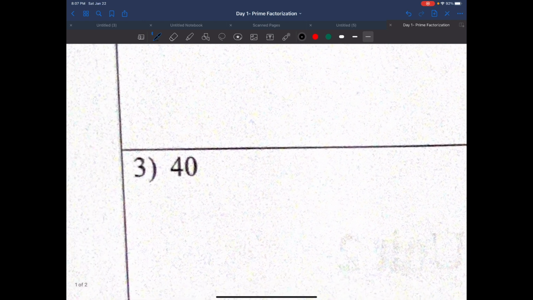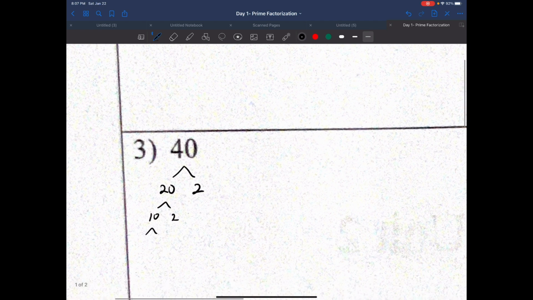So then I'm going to look at number 3. I have a 40. Sorry, that's not 4. So that's 20 and 2. I can break down the 20, which gives me 10 and 2. And then I can break down the 10, which is 5 and 2. Now I'm left with these primes here. So I'm going to write 5 times 2 times 2 times 2, which can be represented as 5 times 2 to the third power.